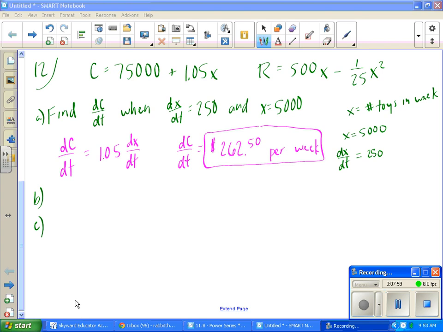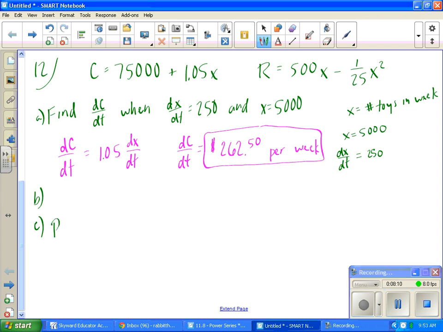Okay. Now for part C, I'm going to have you guys do that one on your own also. It says the rate at which the profit is changing. How do I find profit? Revenue minus costs. Now can you find it? So you take your revenue function, subtract your cost function, and take the derivative. Okay, so I'll have you finish those. I'll come around and check your answers.